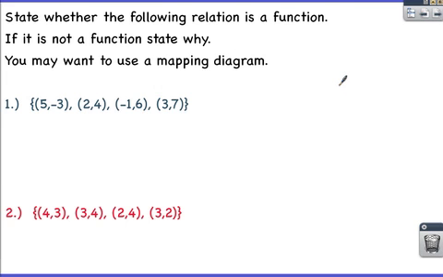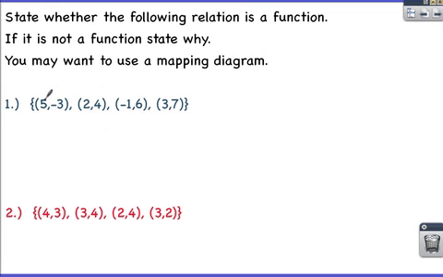State whether the following relation is a function. If it is not a function, state why. You may want to use a mapping diagram. Feel free, if it helps you to visualize, to always create a mapping diagram. Otherwise, you can just look and analyze each of the inputs, see if any of those are repeats, and if they are, figure out if they give the same output each time or different outputs.